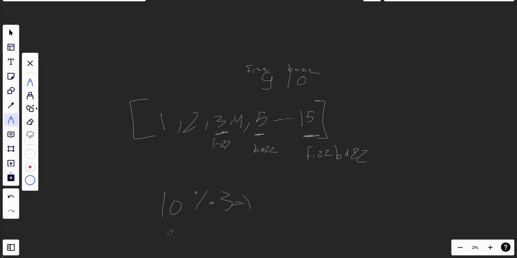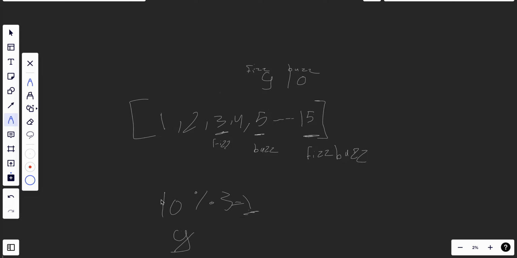So basically, is 10 divisible by 3? No, so what is the closest number? We go less by 1, so we find 9. Is 9 divisible? Yes. So how many numbers did we go? This one is 3. How many numbers are left? Basically this one. So it equals 1.